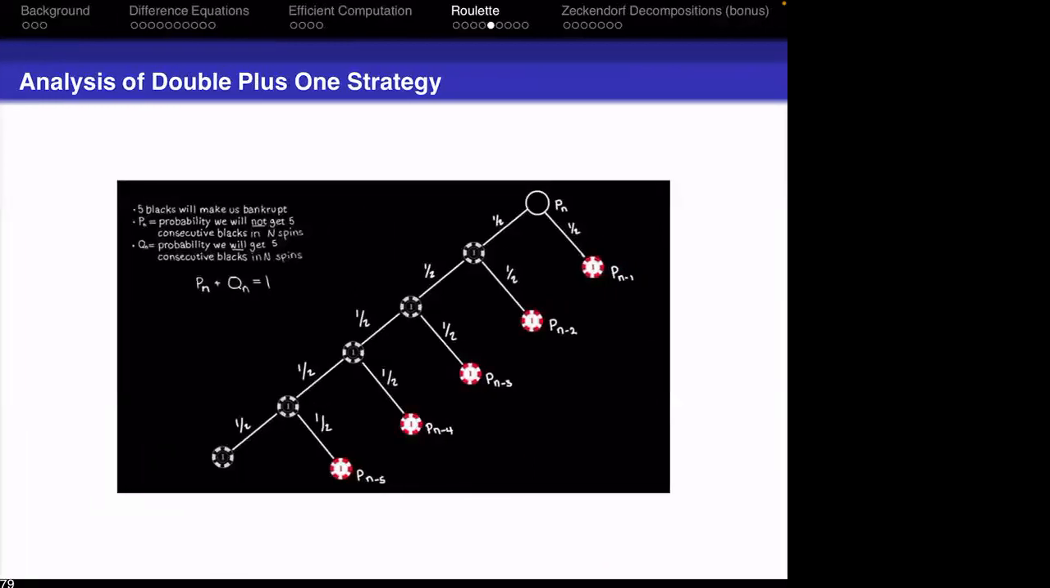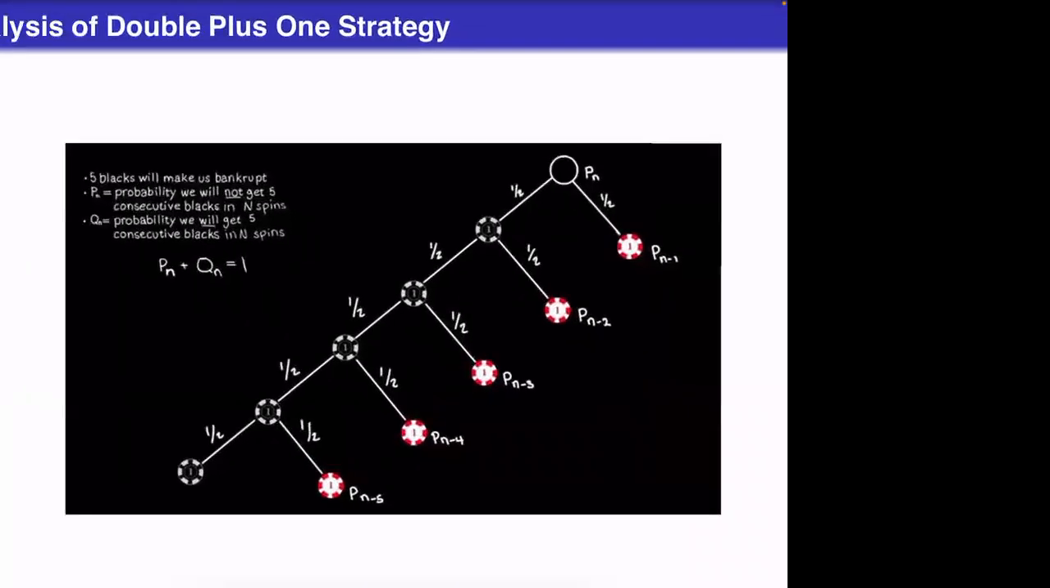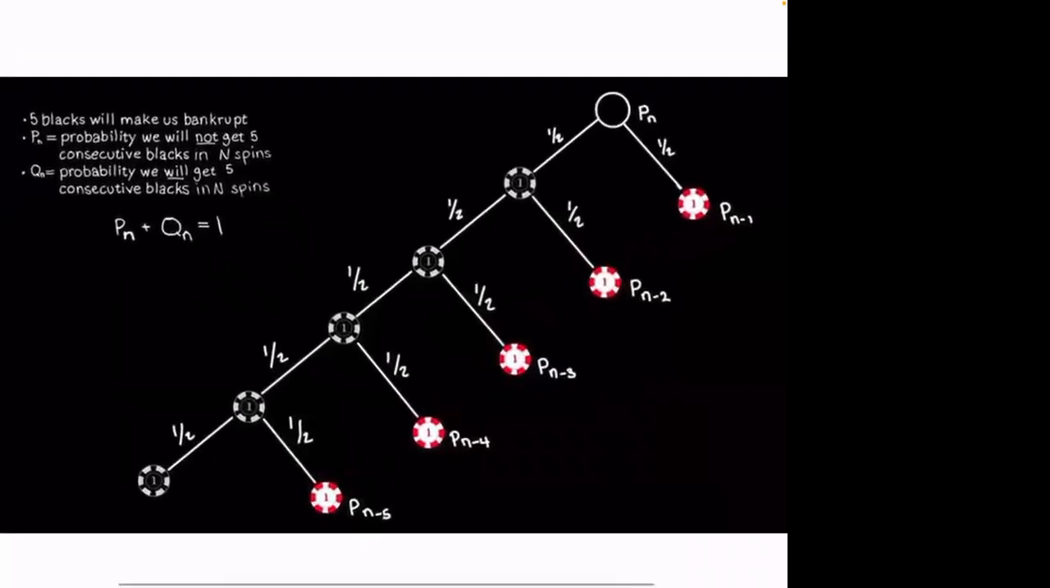And so if we keep going, if we go black, black, red, the probability we don't have 5 consecutive blacks, with n minus 3 spins left, will just be Pn minus 3, then Pn minus 4, then Pn minus 5. Why have I stopped? Why am I not doing one more spin? I'm trying to calculate the probability I don't have 5 consecutive spins that are black. Why am I not doing the next level?